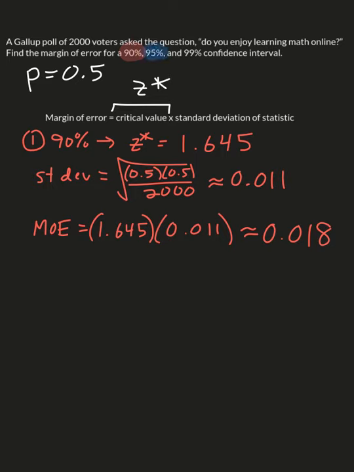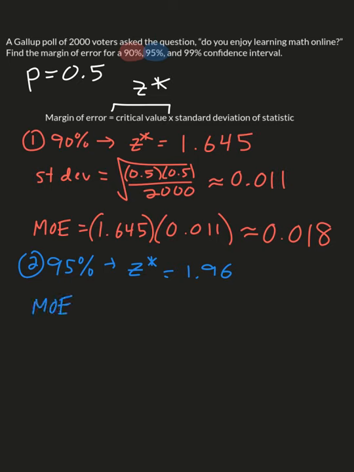Now let's transition to the 95% confidence interval, which means that we are more confident that we are capturing the true proportion. The z star for 95% is going to be 1.96. And again, that comes directly from the notes on slide 17.